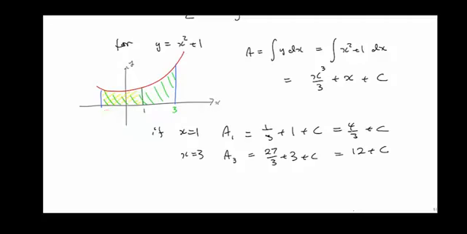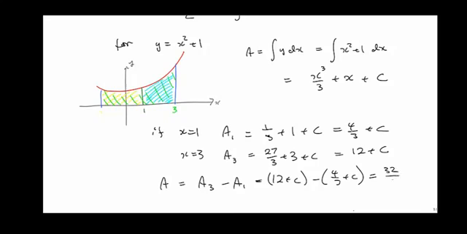And so we can see that the area required, which is this area here, is A3 minus A1, the green bit minus the yellow bit. So the area that we want is A3 minus A1, which is 12 plus c minus 4/3 plus c, and as we can see the c's will cancel out, so we have 12 minus 4/3, which is 32 divided by 3.